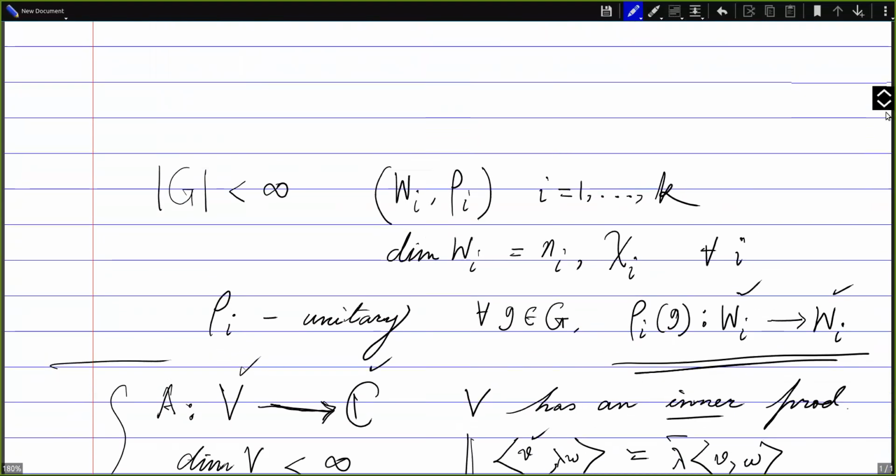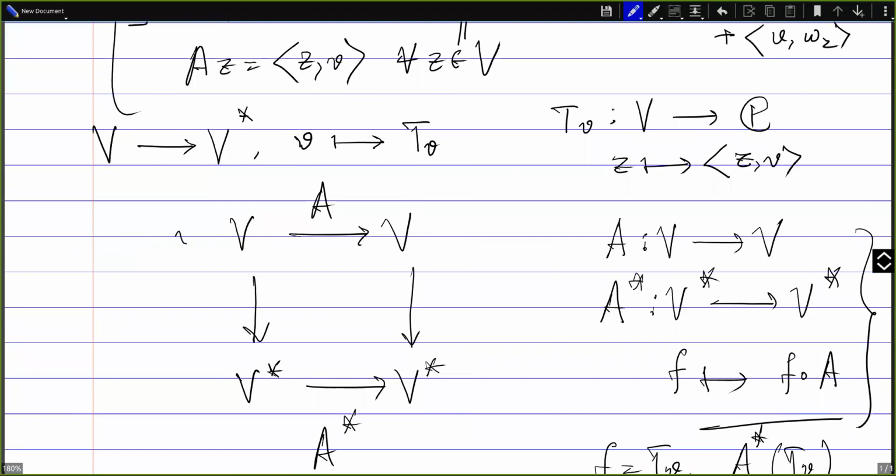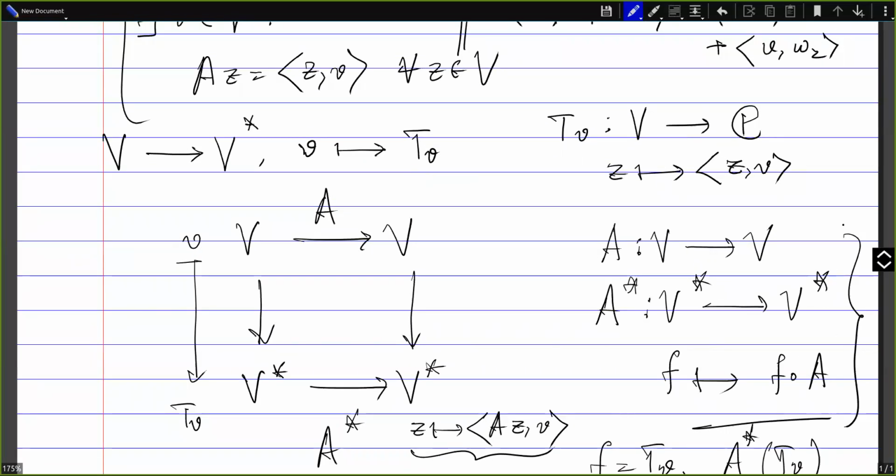So let's put that in the diagram. Each V is being mapped to T_V. Then A star of T_V is the map given by Z being mapped to the inner product of AZ and V. Now, A star of T_V is in V star. So again we use the Riesz representation theorem. This linear map must be of the form Z inner product with some vector, for every Z.